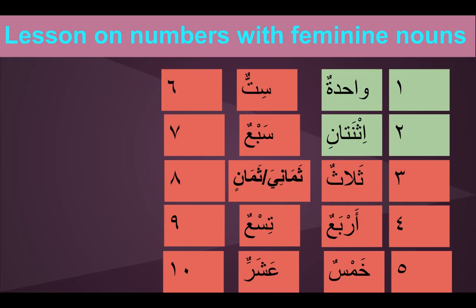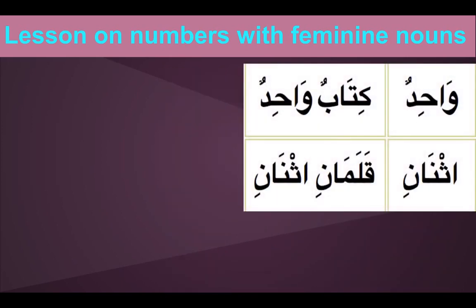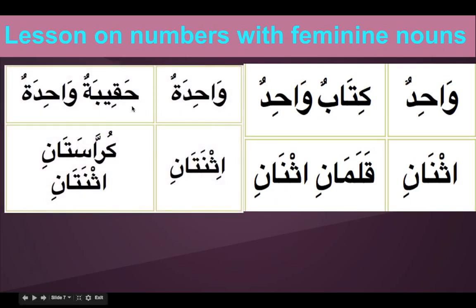So inshallah we're going to do some practice. We did in the previous class, like wahidun. If you want to use a masculine noun, kitabun wahidun, qalamani ithnani. If it is a feminine noun, we say it's a na'at man'ud. So haqibatun wahidatun, one bag. Kurrasatani, ithnatani, means two notebooks.